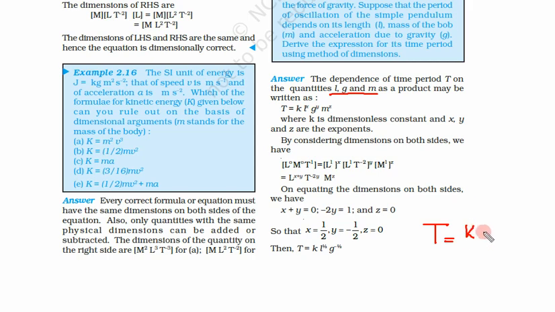There might be a constant that we don't know yet, and even after dimensional analysis we don't know what this constant is. So let us say T depends on length to the power x, gravity to the power y, and mass to the power z. This is our assumption or starting point: T depends on x power of length, y power of g, and z power of m, where k is a dimensionless number.